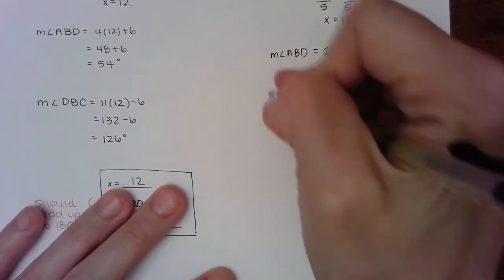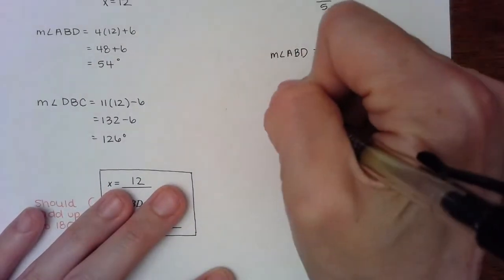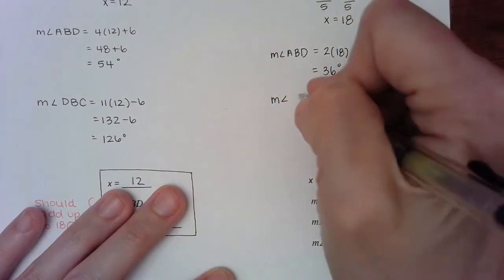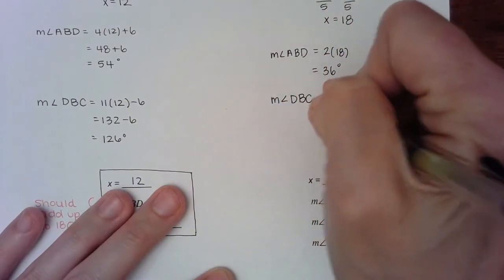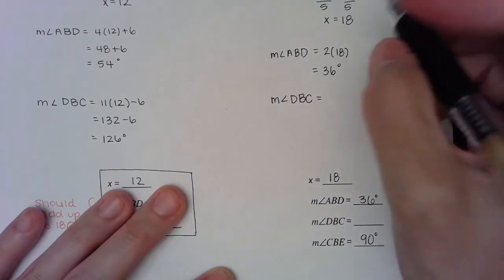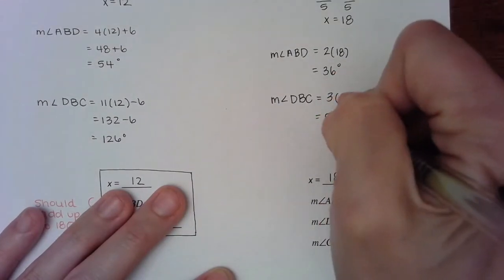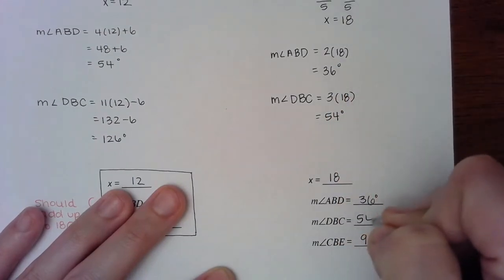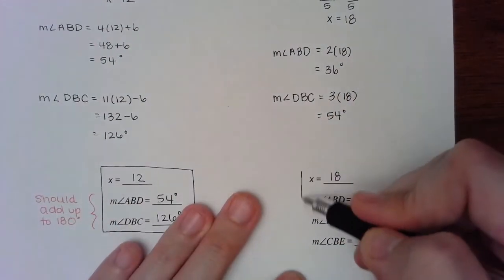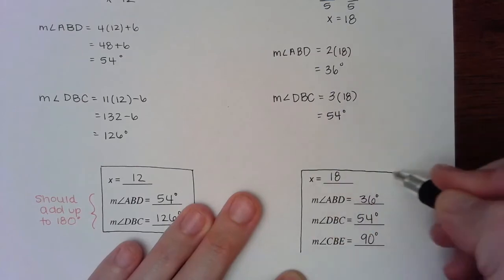And then to find the last answer, I'm not just going to subtract it from 180. To find the measure of angle DBC, I'm actually going to plug it in because I want to be able to check my work. So 3 times 18, that gives me 54 degrees. And so here are my answers. I'll put a box around my answers.